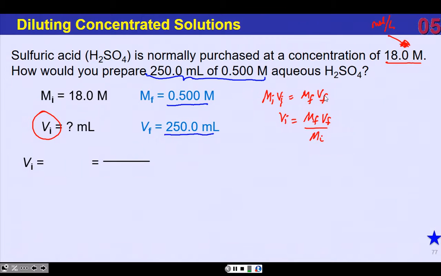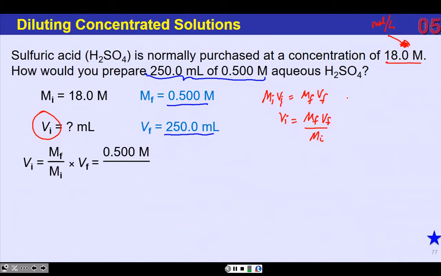So final volume is what we're looking for. Initial volume. I can't say the right thing. Sorry. Initial volume is what we're looking for. And so it's going to be Mf times Vf divided by Mi, from just a rearrangement of the dilution equation. And so put in some numbers. So the final molarity, if we've labeled our things, write them down and label them. It really helps. Otherwise, we get totally mixed up and we don't even know it.